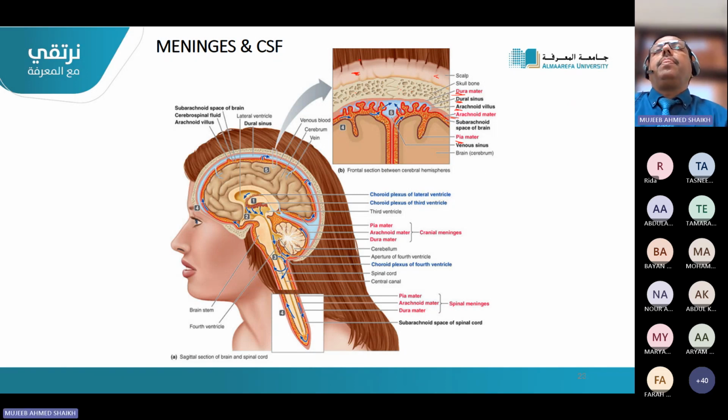In between the dura and the arachnoid is the subdural space. Below the arachnoid and above the pia mater is the subarachnoid space. This is the subarachnoid space where fluid is present, which is known as the cerebrospinal fluid. This is all around the brain. It is there all over.